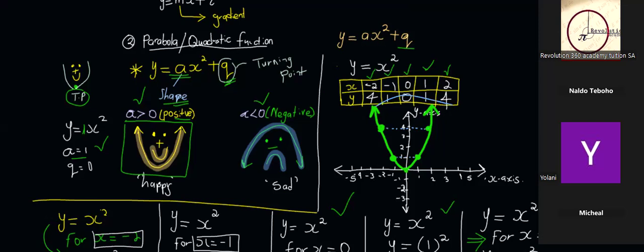Do you see, guys? Naldo, Yolani, Michael, do you see? Yes, sir. So that's how you're going to draw your graph. And then after that, you label your graph to say that is y equals x squared. If the question says draw this graph, 5 marks, you get the whole 5 marks, which is the distinction.